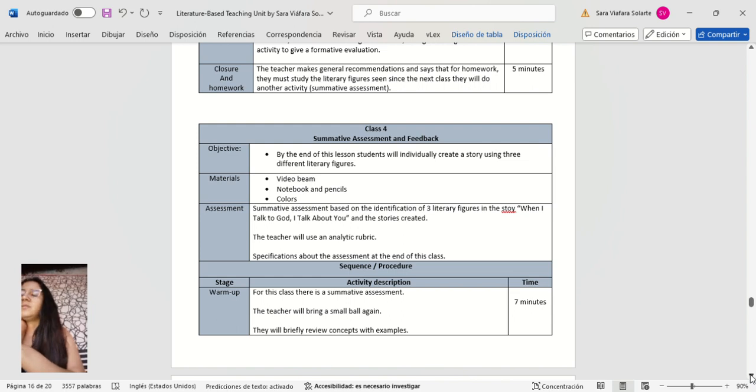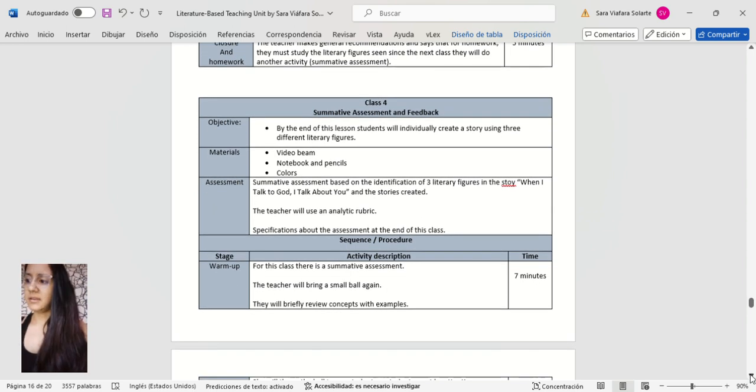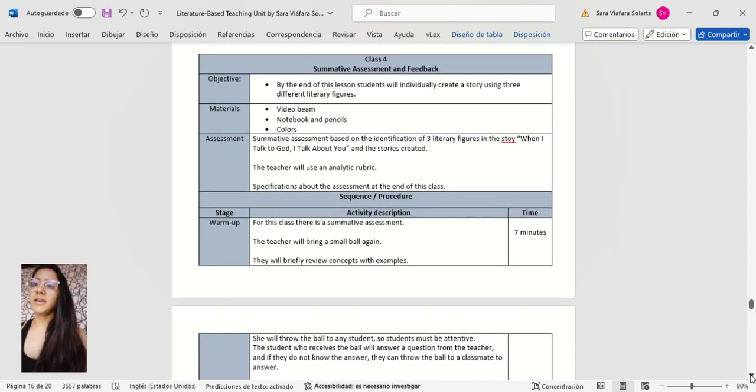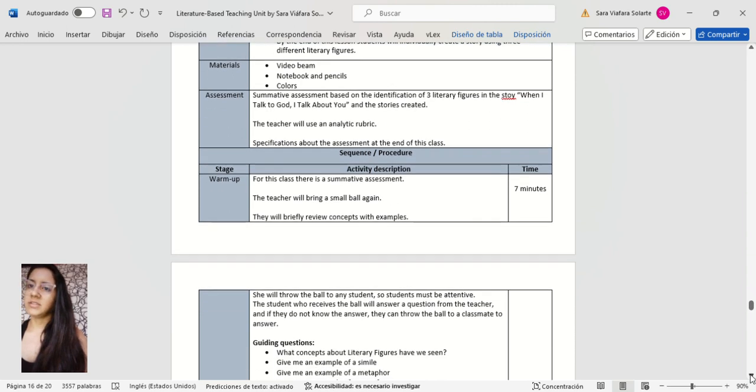Then the closure. The teacher asks the students to study the concepts that they have been learning, because in the next class, that is the last class, the fourth class, there will be an assessment. So in this class, the objective is, by the end of the lesson, students will individually create a story using 3 different literary figures. So these are the materials.